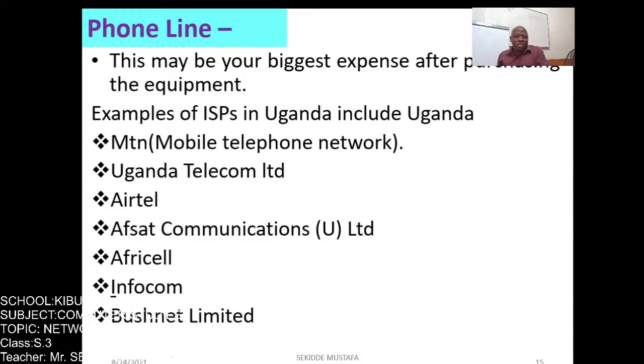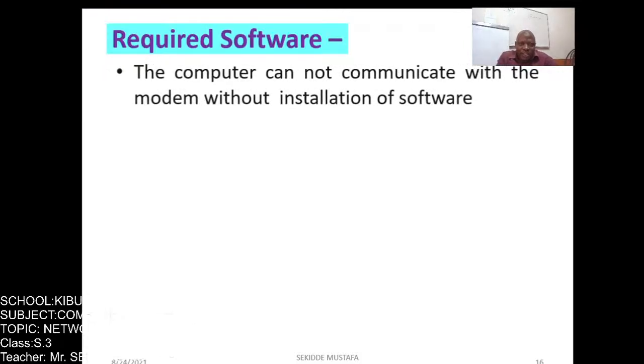We have MTN, which is the Mobile Telephone Network. Then you have Uganda Telecom Limited. We have Airtel. We have Afsat Communication. We had Afsat here in Chibuli at one time. When you look at that old dish we have here, it was from Afsat. Then we have Africell, we have Infocom, we have Bushinet. So there are so many. Uganda Telecom Limited, that is UTL actually. So those are what we call internet service providers.